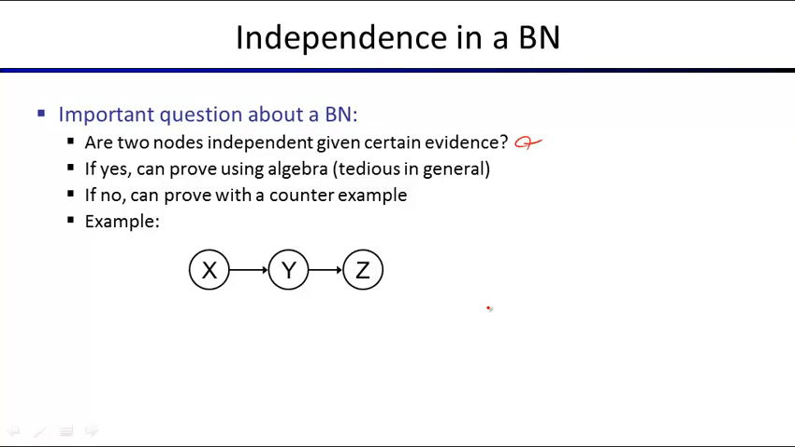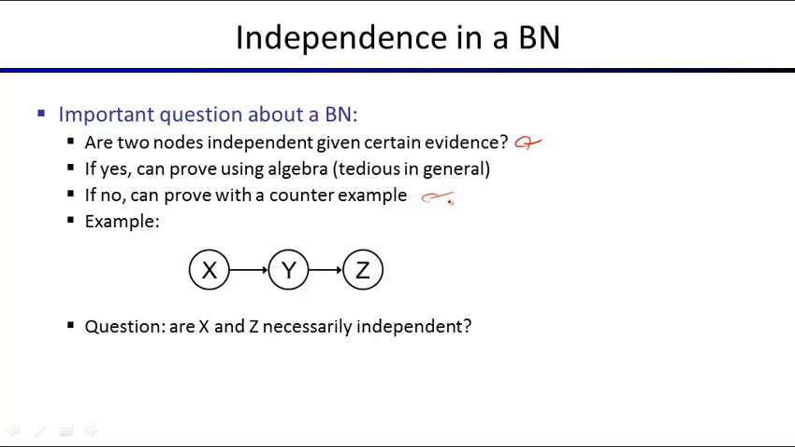Here's an example: x, y, z. Are x and z necessarily independent? The answer is no, they're not necessarily independent. This is the counterexample case. How do you come up with a counterexample? How do you start putting numbers in those conditional probability tables?